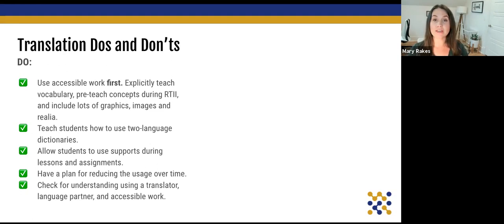We can do that using a translator. We could use a language partner, and we can use accessible work to make sure that students are not just copying over the translation, but are actually processing what we're doing.